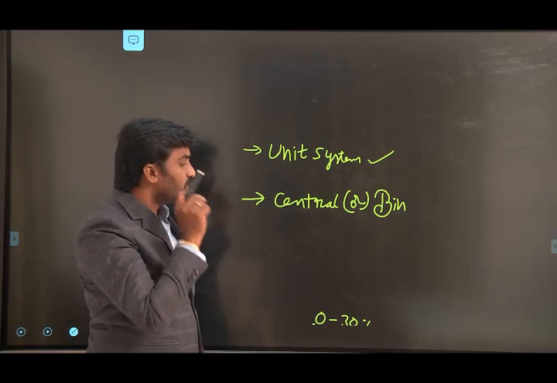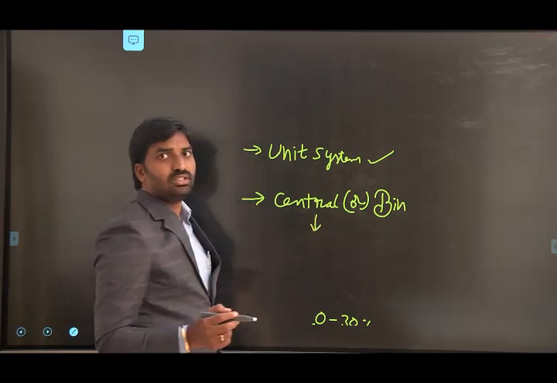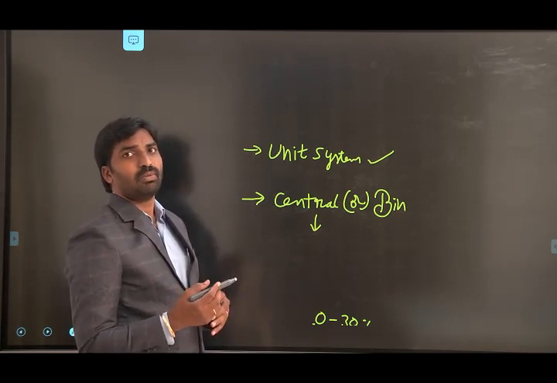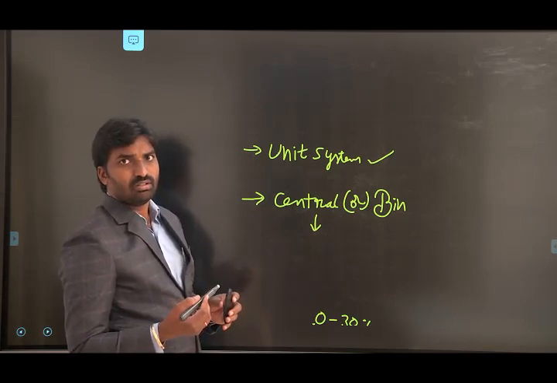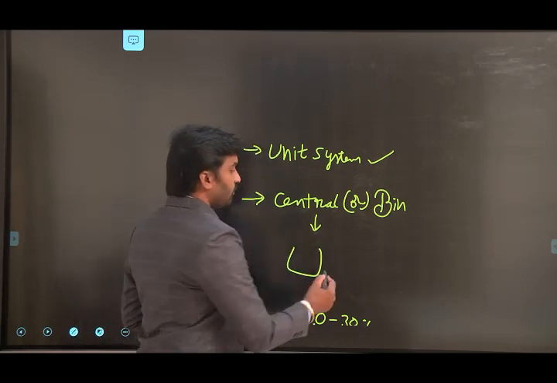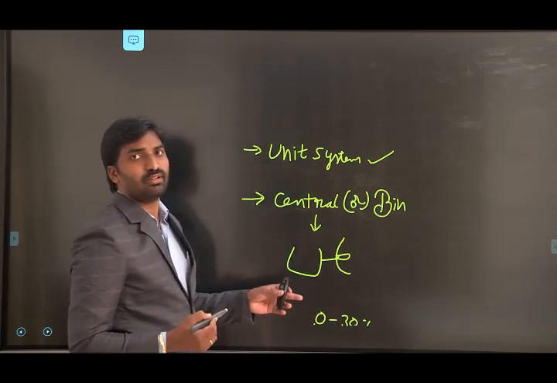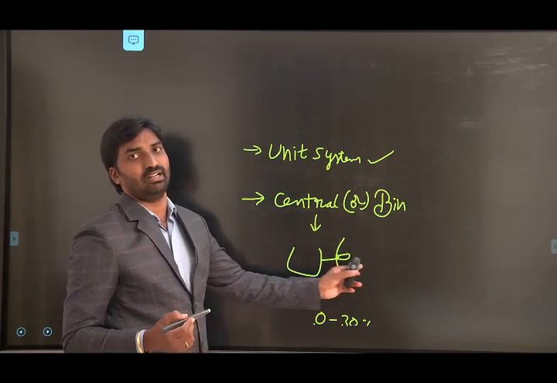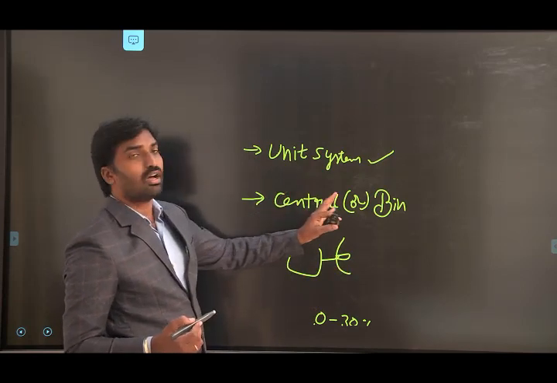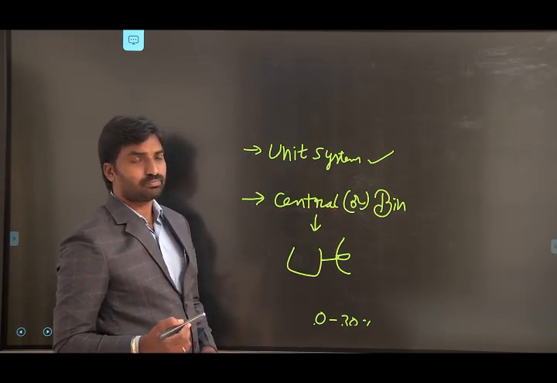In the central or bin type system, we use a centralized pulverizer. After pulverizing the coal, we can store the coal powder, and later we can supply it to the furnace by using different burners. This system is known as the central or bin type of pulverization method.